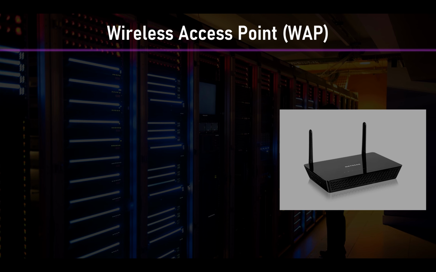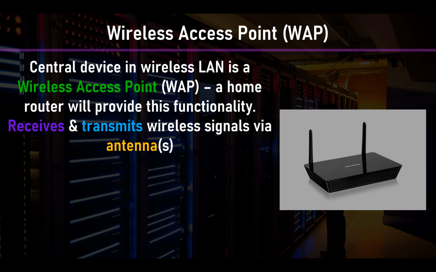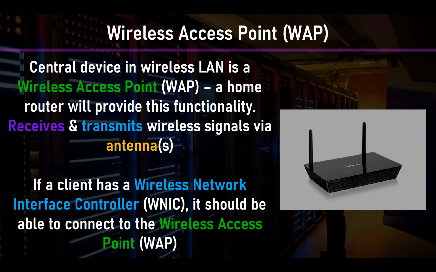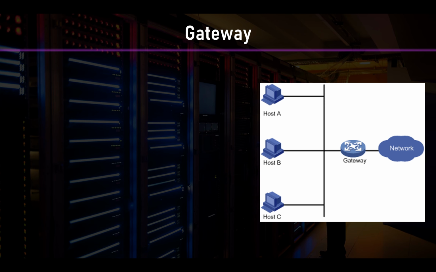Then I guess the wireless access point, WAP. It's the central device in a wireless LAN, just a wireless network. A home router is again going to provide this functionality. It's going to receive and transmit the wireless signals via the antenna or antennas. If a client has a wireless network interface controller or card, WNIC, then it should be able to connect to the wireless access point.